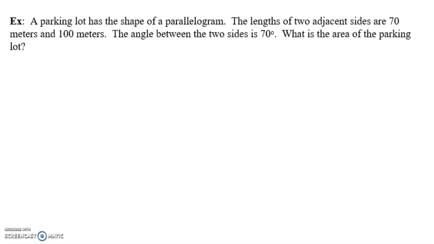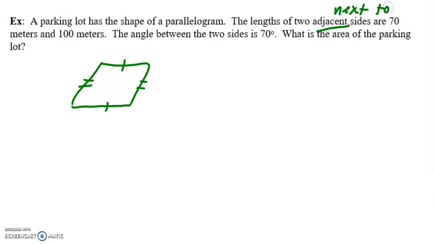Last problem. A parking lot has the shape of a parallelogram. And if you guys remember, a parallelogram is defined as having opposite sides congruent, opposite sides parallel as well, and so forth. The lengths of two adjacent sides, so that means sides that are next to each other, are 70 and 100. So this side could be 70 and this side could be 100 units or meters. The angle between the two sides is 70 degrees. What is the area of the parking lot?